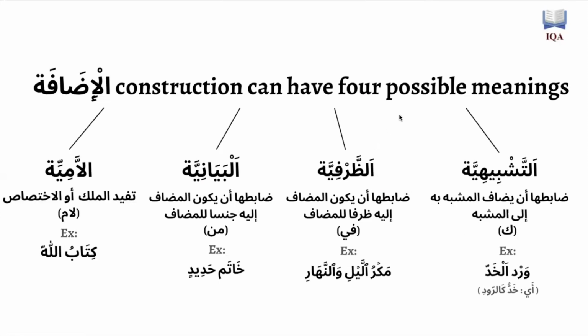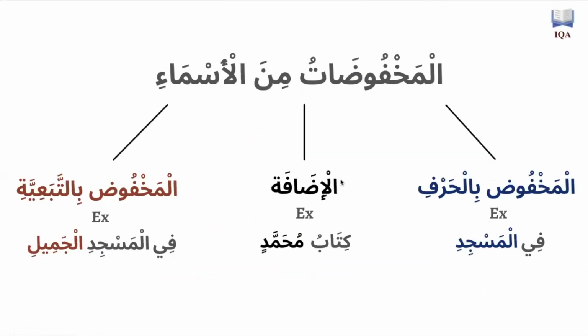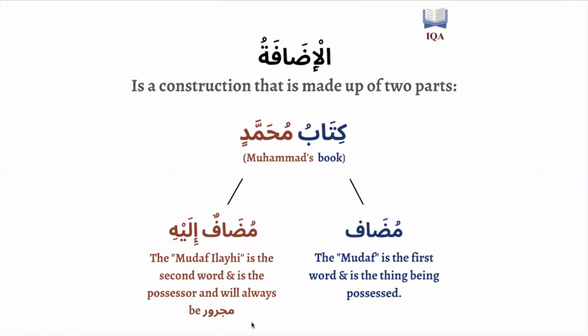So these are the four possible meanings for the idafa construction. The one that comes the most often is al-lamiyya, then al-bayaniyya, and then these two, al-dharfiyya and al-tashbihiyya, are much rarer to find, but they do happen as these examples show. So these are the meanings of the idafa construction, but the most important thing to remember is that the idafa construction is going to create a majrur noun, which is going to be the mudaf ilayhi, which is the second word in the construction, and is usually indicating the possessor of the thing.